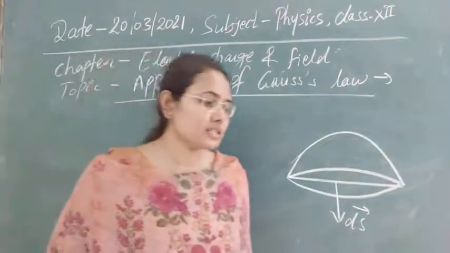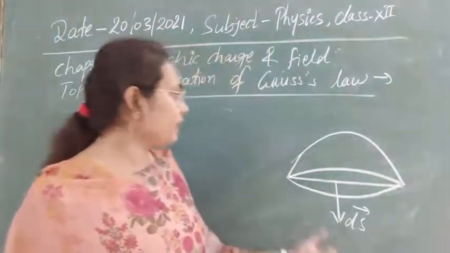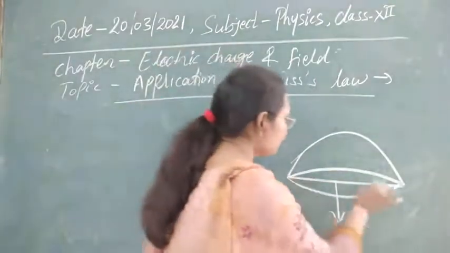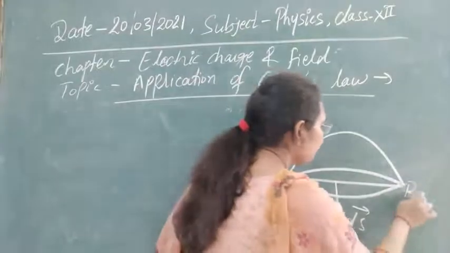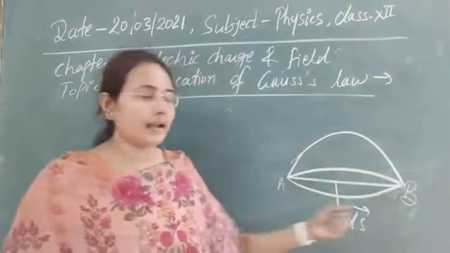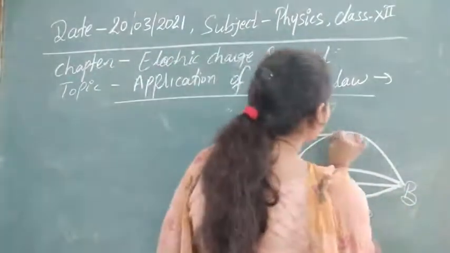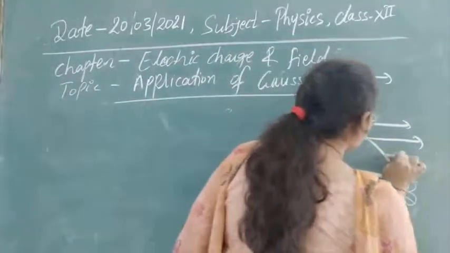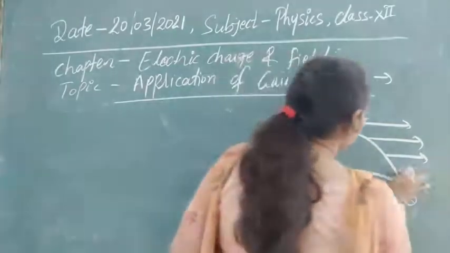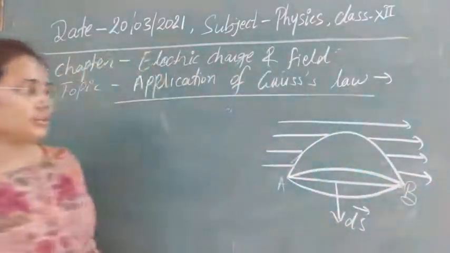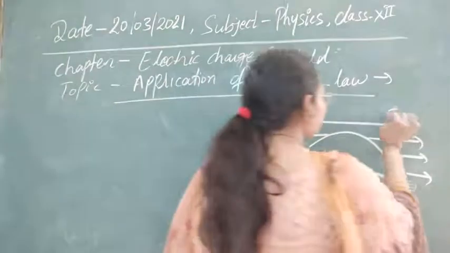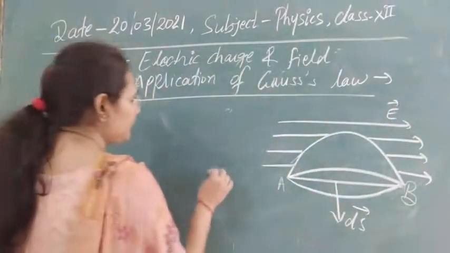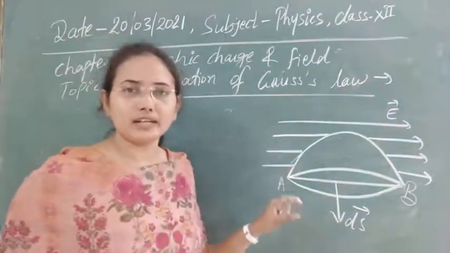Now the first situation: electric field lines parallel to the base. This is the base, suppose I call it AB. So AB is the base, and these are the electric field lines that are parallel to this base, passing through it and going in this way. These are the field lines for the first case, parallel. For the second case, the electric field lines are perpendicular. Later we will see that.